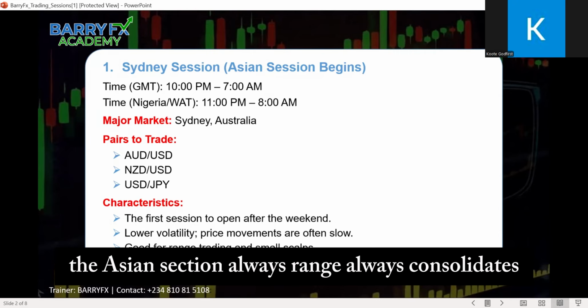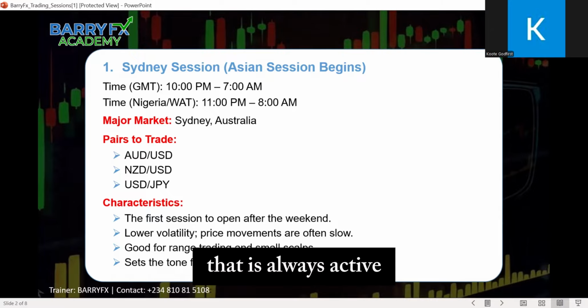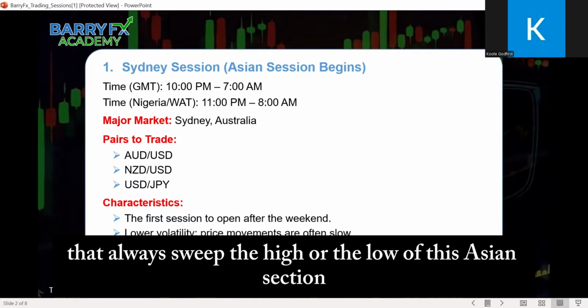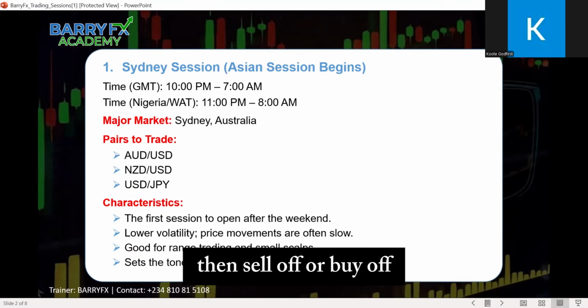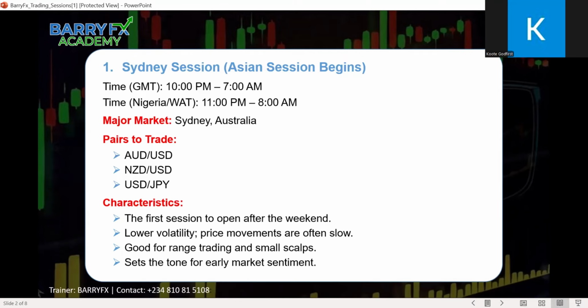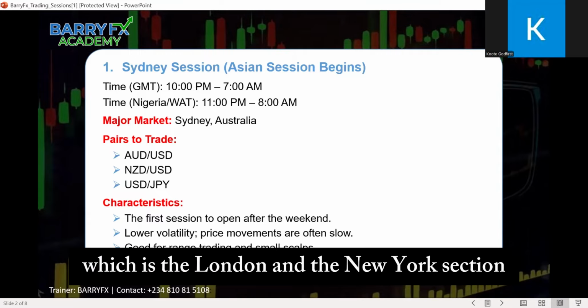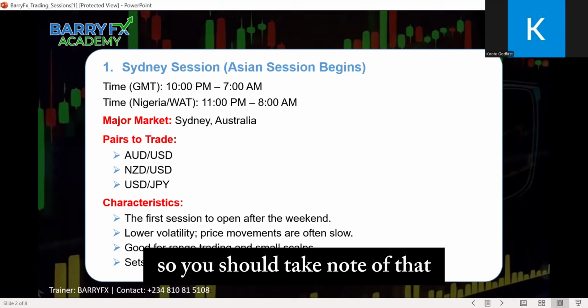We trade, like I said, this Asian session always ranges, always consolidates. Then the London session is always active, always sweeping the high or the low of the Asian session, then selling off or buying off. Then I said the New York session is the most volatile session. The market is more active during the London and the New York sessions. So you should take note of that.